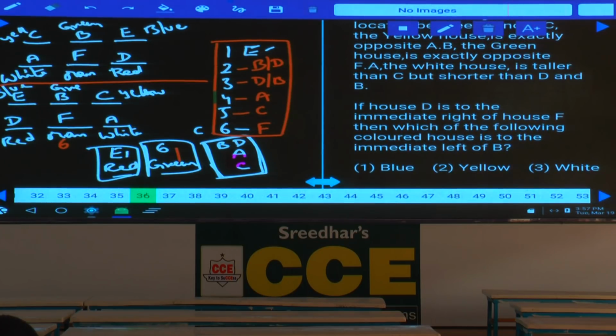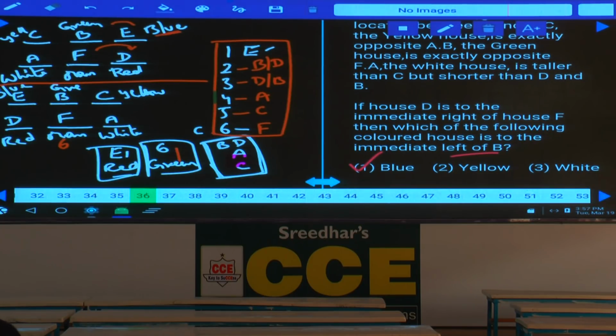If house D is to the immediate right of house F, that means now according to condition number 1. Now in condition number 1 only D is to the immediate right of F, then which of the following colored house is to the immediate left of B? Tell me which is to the immediate left of B in this case? Blue. Blue, that is given in choice 1.